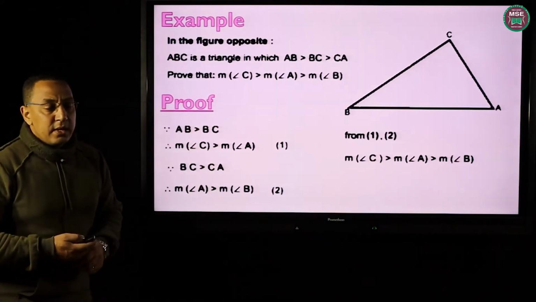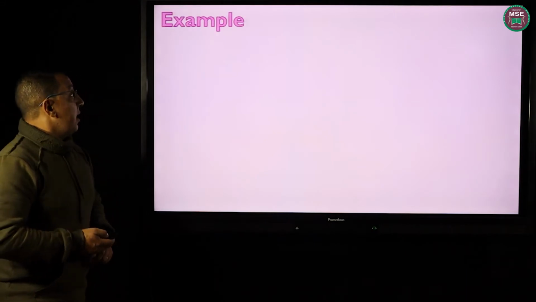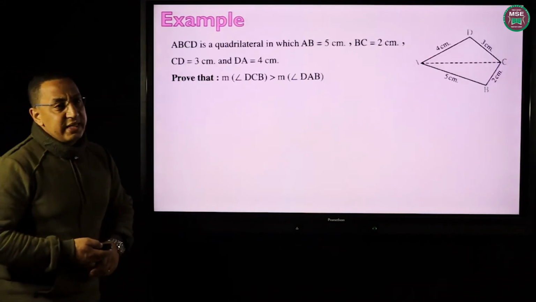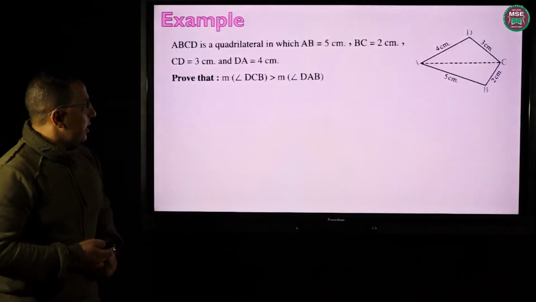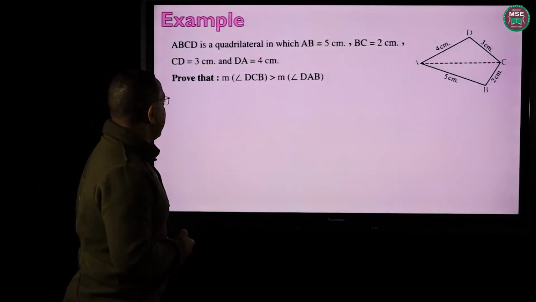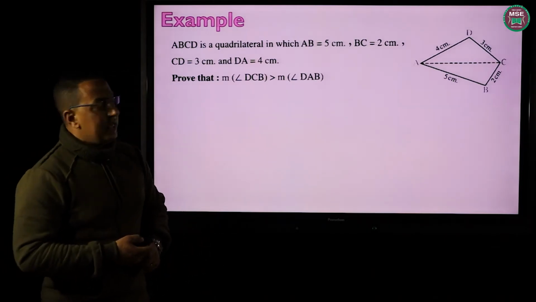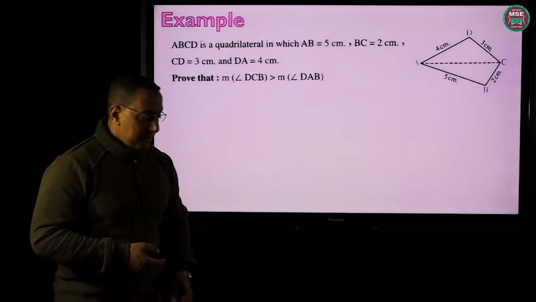This is a very easy proof, as we see. Another example: ABCD is a quadrilateral in which AB equals 5 centimeters, BC equals 2, CD equals 3, DA equals 4. Prove that angle C, or DCB, is greater than angle DAB.